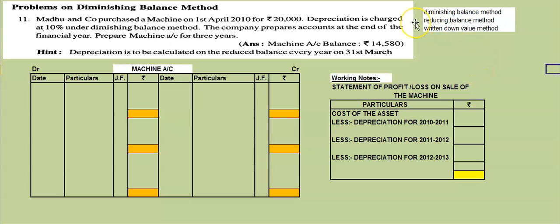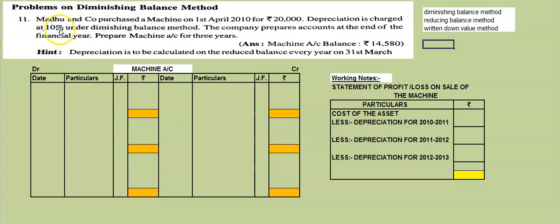method. So whenever you start doing a problem on depreciation, you have to check what is the method given, whether the problem is asked on straight line method or whether the problem is asked on diminishing balance method. So from the 11th question in the textbook, we have problems on diminishing balance method. Let us see what is the problem.